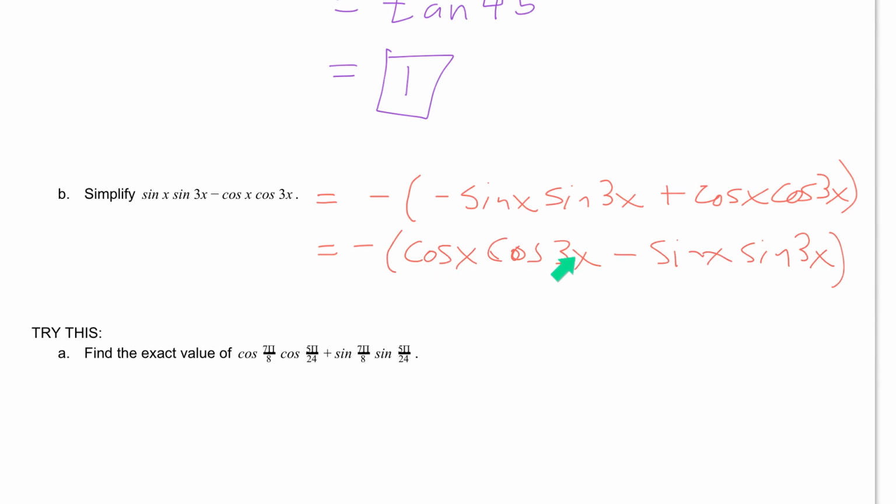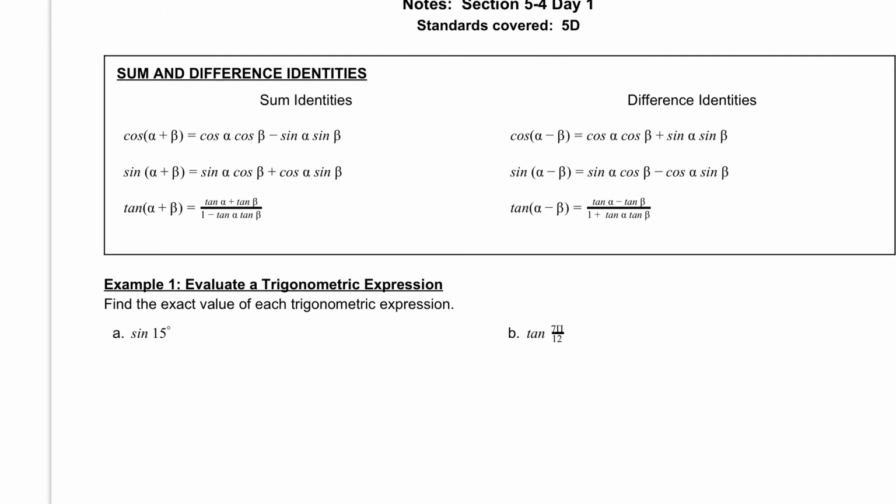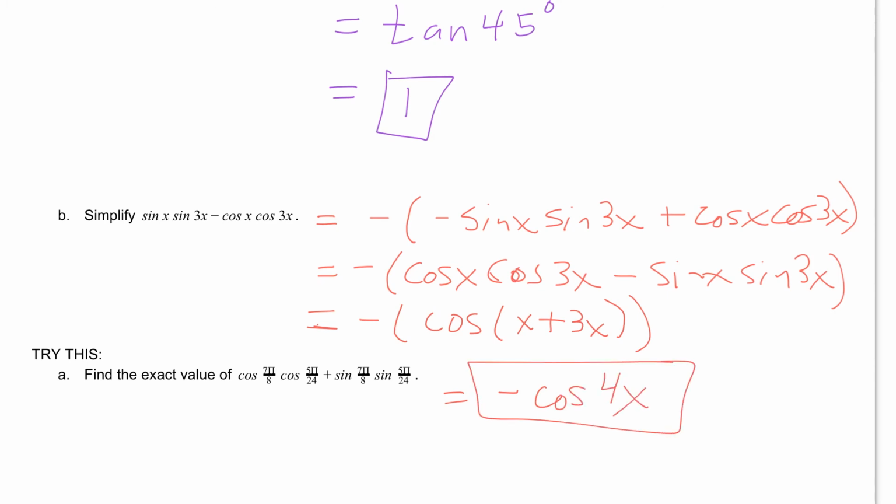Now if I go to match it up, I have cosine, cosine, minus sine, sine. If I look back up on the top, cosine, cosine, minus sine, sine is coming from the cosine of alpha plus beta. So that's what I'm using down here. So now what I can do is rewrite this. I still have my negative that's out there, and then I have the cosine of x plus 3x. So I can add that together, and I get negative cosine of 4x as my final answer. Since there's an x within my angle, I can't evaluate it, and I'm done where I'm at.